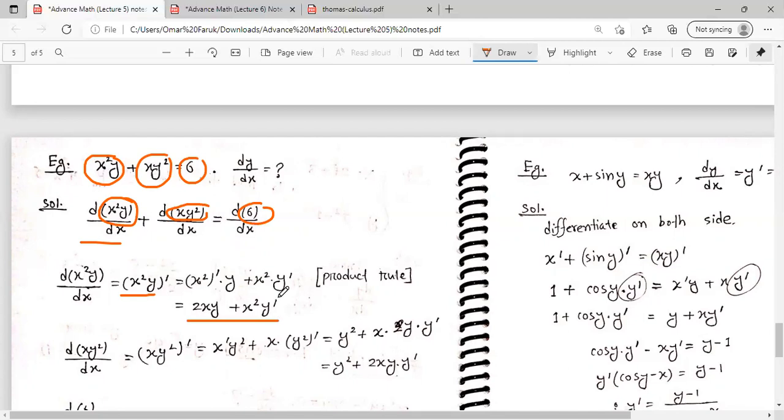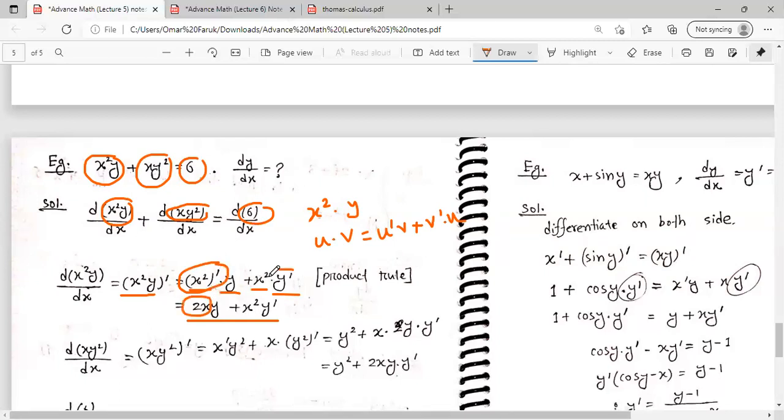So this is the product rule, and also chain rule. Okay, so let me explain this. This is x square y. That means x square into y, right? So we can imagine like u into v, or like product rule. So product rule, we already know that it will be u derivative v plus v derivative u, right? So now here is x square. So derivative of x square will be 2x.